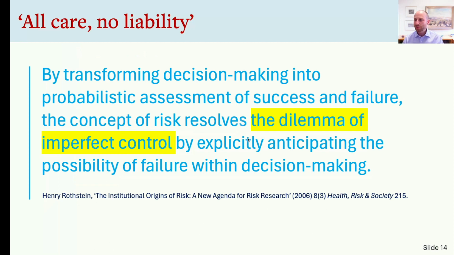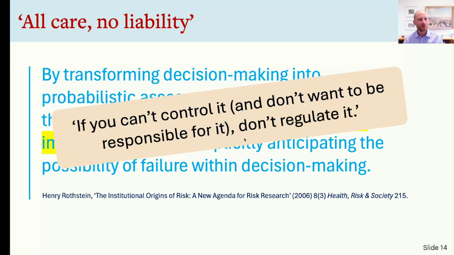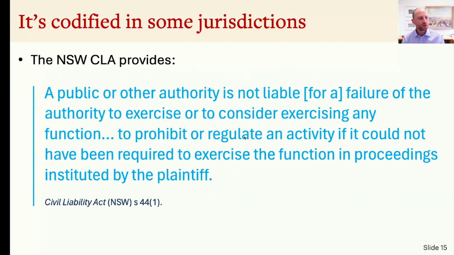Henry Rothstein in 2006 spoke of the government removing the dilemma of imperfect control by anticipating the possibility of failure within decision making. Really, the message was, if you can't control it and don't want to be responsible for it, don't regulate it. This is the RBR approach. The New South Wales Civil Liability Act in 2002 and other similar civil liability acts around Australia made this law.